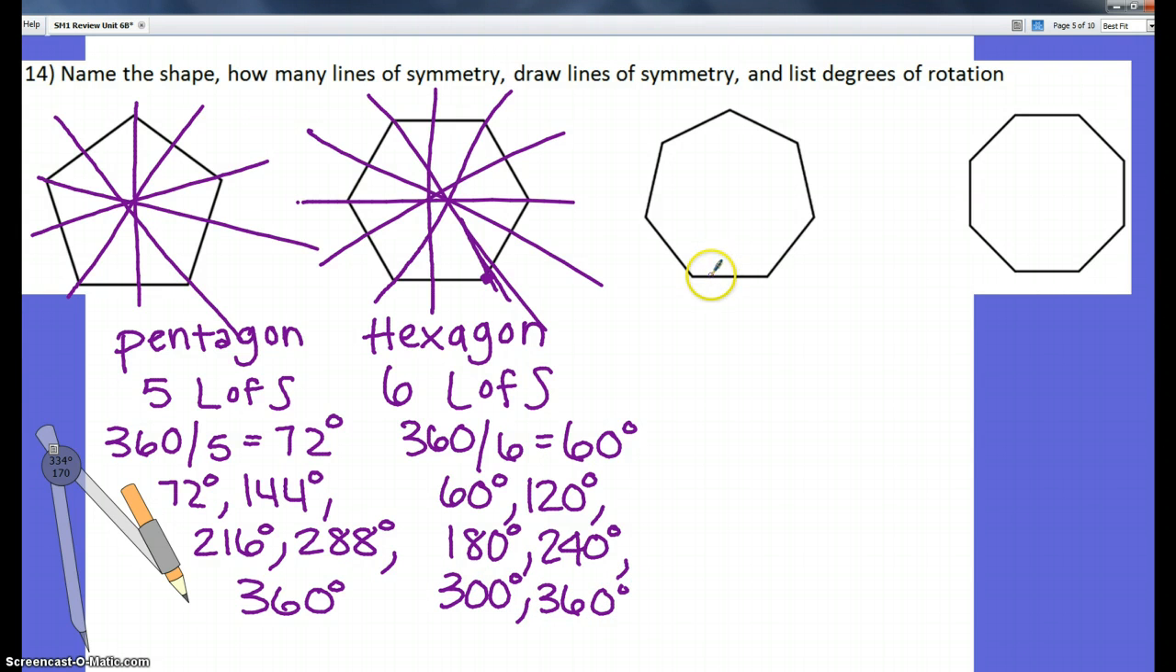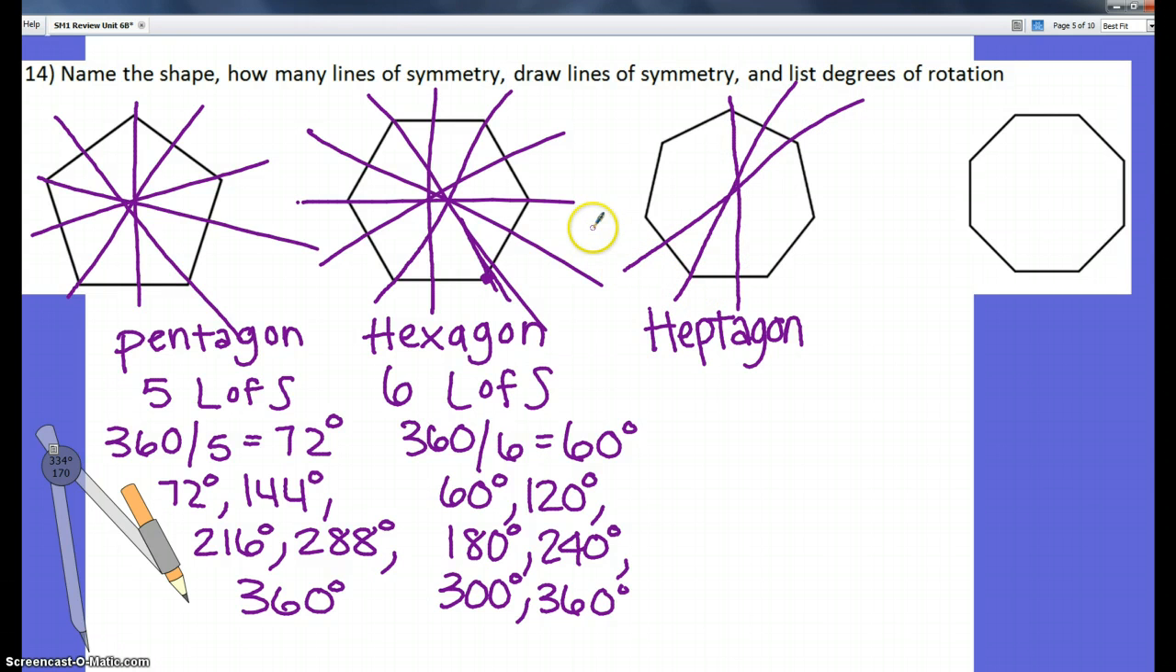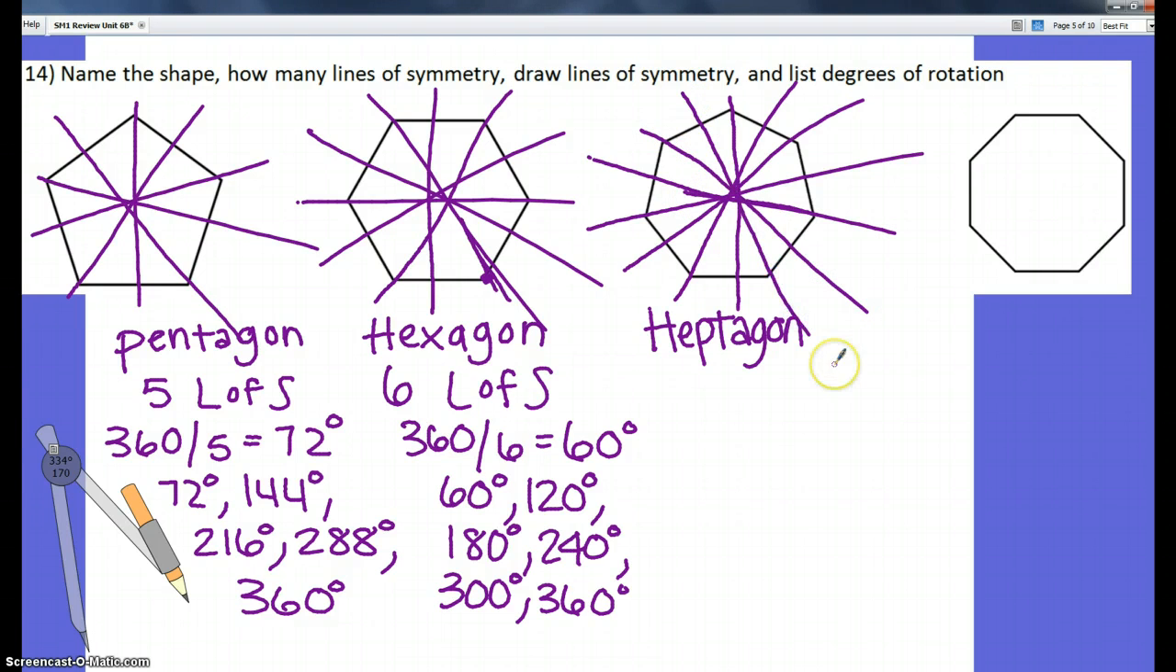We've got a heptagon here. Heptagon. And you have 1, 2, 3, 4, 5, 6, 7. So there should be 7 lines of symmetry, and then 360 divided by 7 is not an exact number, so we're going to say it's about 51.43.